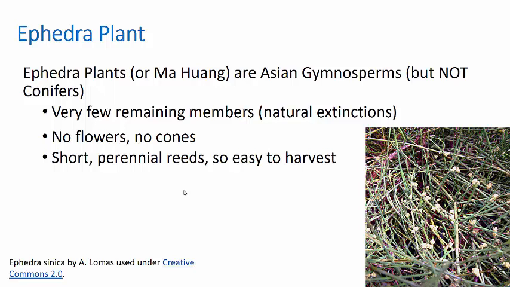Okay, so it's on its way out. Since it's a gymnosperm, we know it has no flowers, and since it's not a conifer, it also doesn't have cones. These little flower-like, cone-like things on the end right here are its reproductive structure. We're not even going to learn much about this, but this guy is a short plant, and he is perennial.